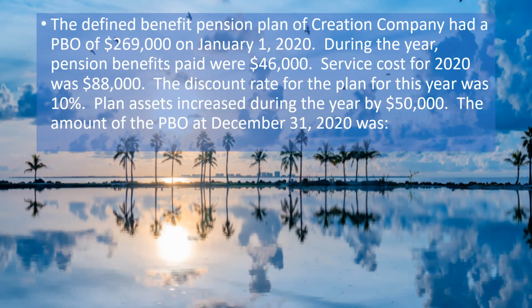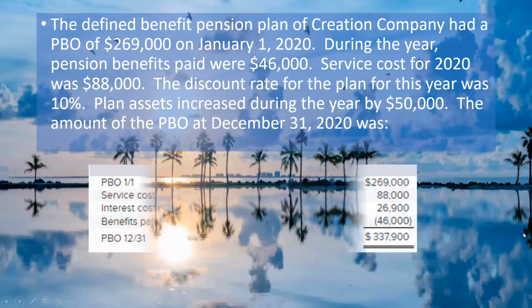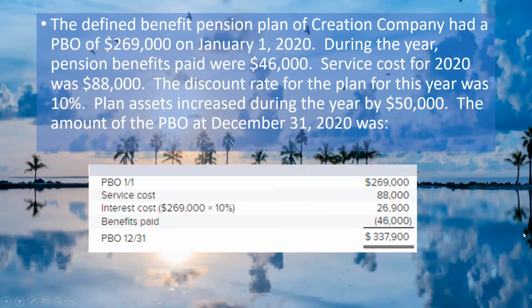We also want to take into consideration the service costs for $88,000. That's also going to be added to the projected benefit obligation. We actually don't care how much the plan assets increased or decreased, but we do care about the benefits that were paid, because if we paid those benefits to the retirees, then that is less of an obligation that we have. So we will subtract the $46,000 of the benefits that were paid.